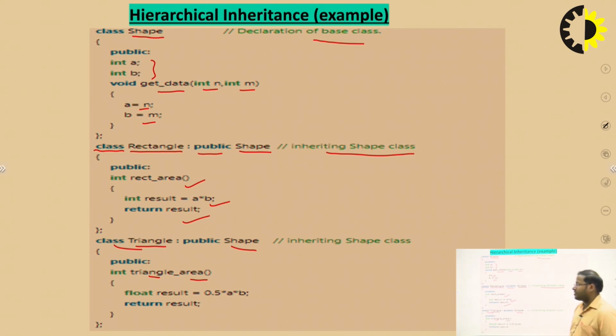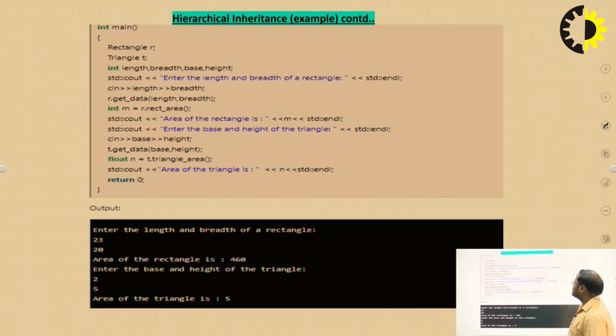Here I am calculating the area of a triangle, float result is equal to 0.5 multiplied by a multiplied by b, return result. So shape is the base class, and rectangle and triangle are two children of this base class. So there are two derived classes which inherit the property of the shape class. In the main function I have created an object R of the rectangle type and another object T which is of the triangle type.